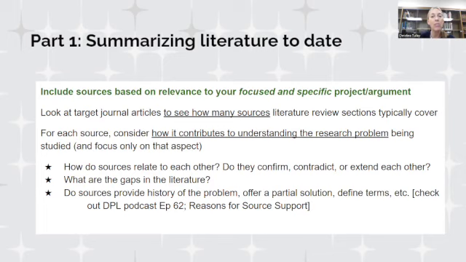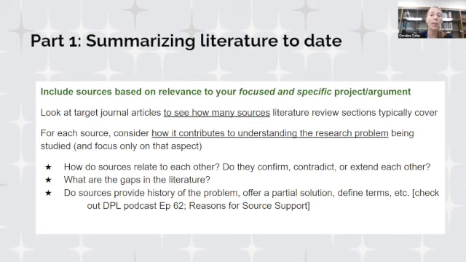It's called Reasons for Source Support. And it basically talks about 4 reasons you might be using a source in your essay. So we might think in this case, when we're thinking about a literature review section for an article, well, my reasons for source support is because this is part of the literature review, but that's not really a clear answer. A clear answer would be, is this source providing a definition?